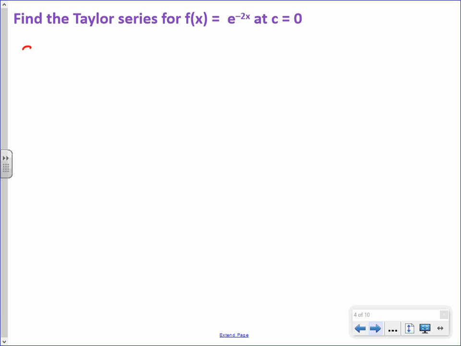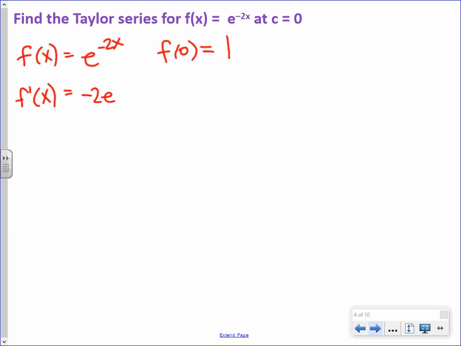All right, so our function is e to the negative 2x. Evaluated at 0 would be what? 1. Okay. Our derivative, negative 2 e to the negative 2x, evaluated at 0. Our second derivative.